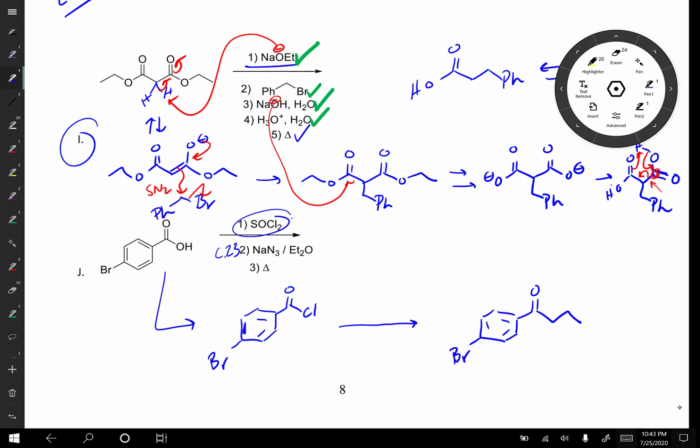Acid chlorides can react with cuprates. So I've got three carbons I'm adding. 1, 2, 3. Remember that cuprates have to have two equivalents of the R group. Don't forget that 2. Typically there's a workup step here. There's a little bonus question for you. That would be something that would be fair game for the exam.